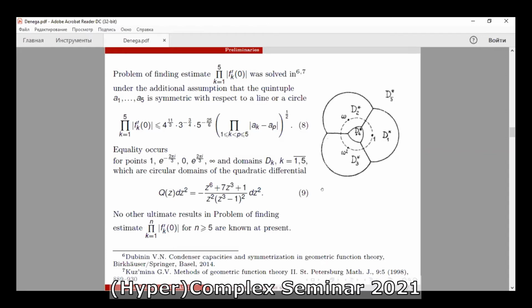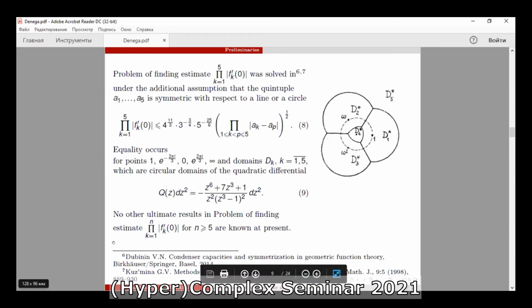Equality in this inequality occurs for points 1, e to the minus 2 pi i over 3, 0, e to the power 2 pi i over 3, infinity, and domains Dk, k from 1 to 5, which are circular domains of the quadratic differential. On the picture, we have this extremal configuration, when in this inequality we have equality.